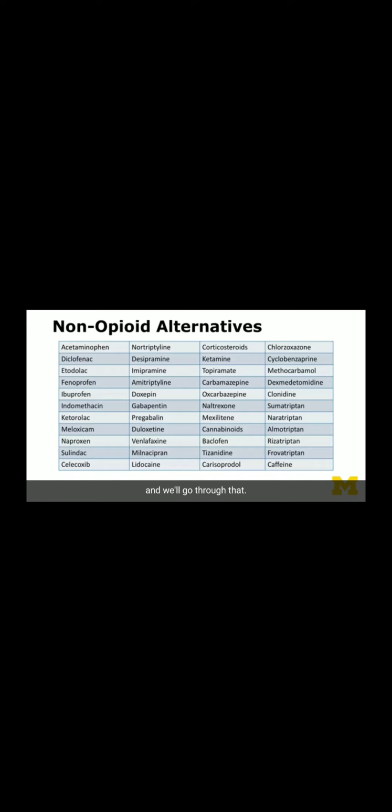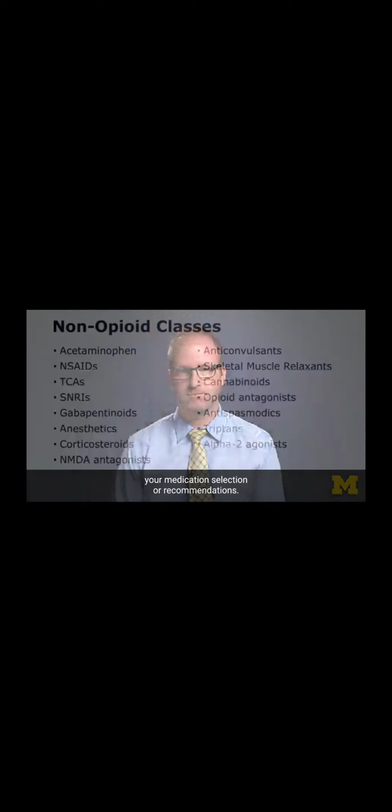The first column is really our NSAID group, and those are used to treat a specific type of pain, and we'll go through that. But whenever you're talking to patients or you're trying to talk to providers, it's important to understand how many medications you actually have at your disposal and what medications patients have tried. It's really important to understand their past medication trials because that'll impact their response and your medication selection or recommendations.